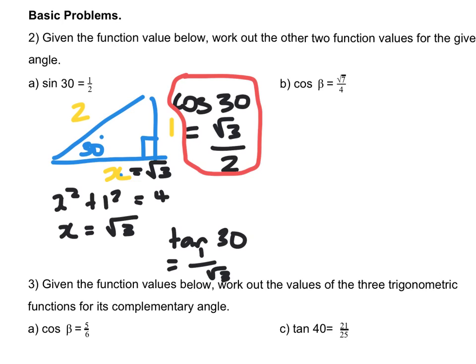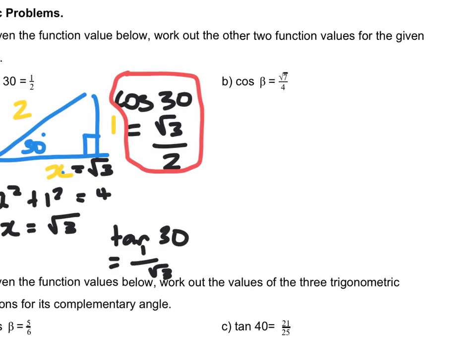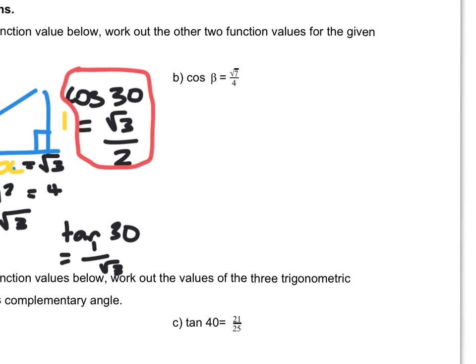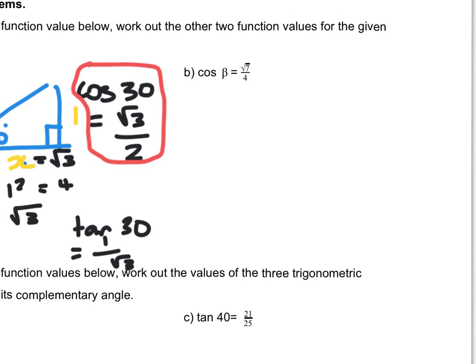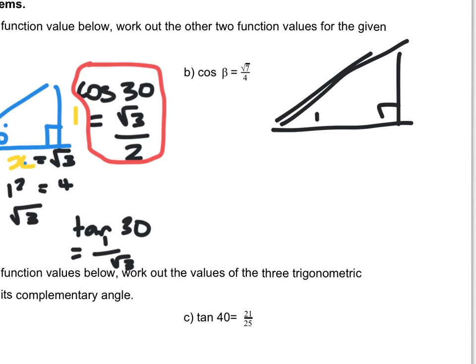So, if we look at the next one over here, part B, again we make our triangle, and don't worry that we don't have an angle number, that's not important. We're just going to say that this is the angle beta. Cosine is root 7 over 4, so that means the root 7 is the adjacent, and the 4 is the hypotenuse. So, working from that, you want to work out what this over here is.